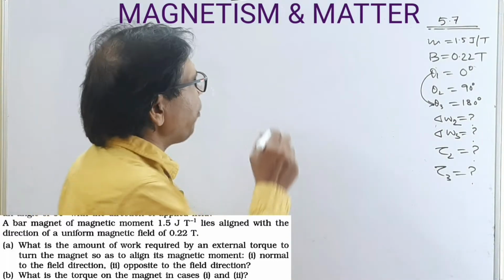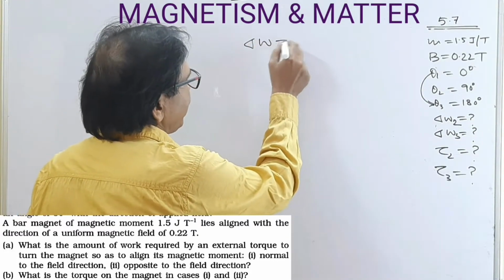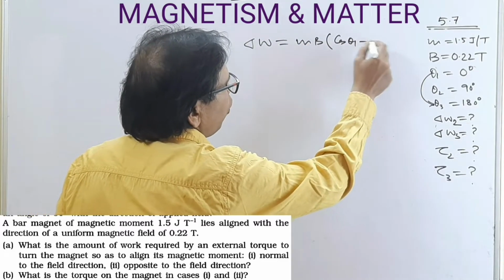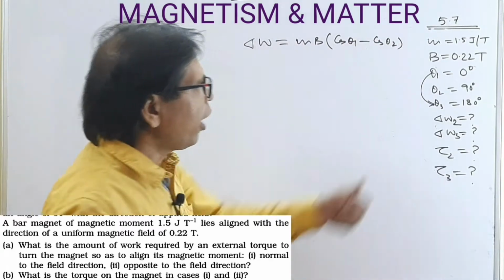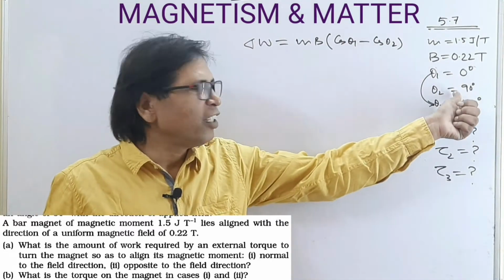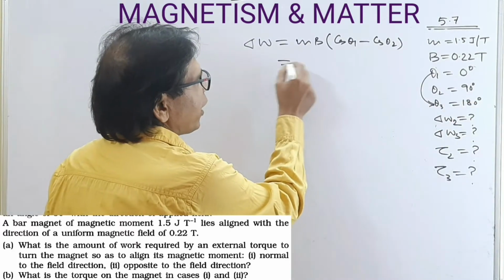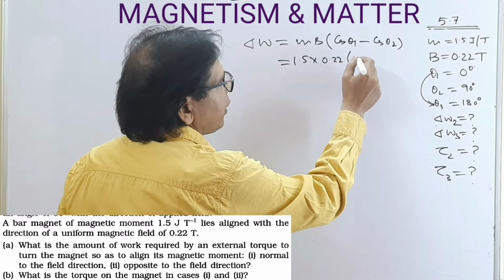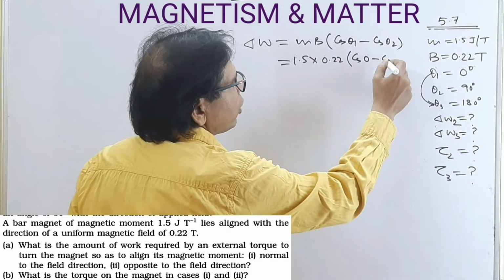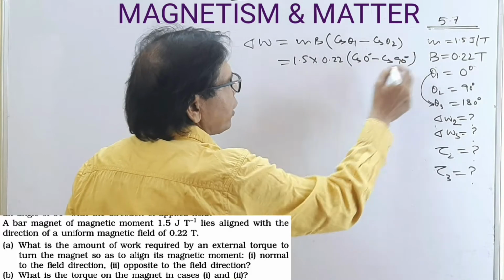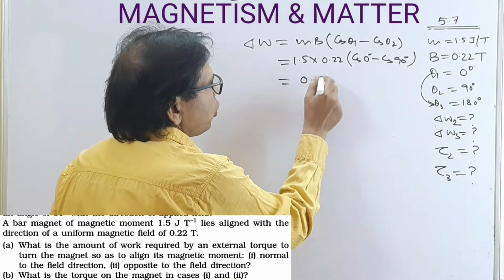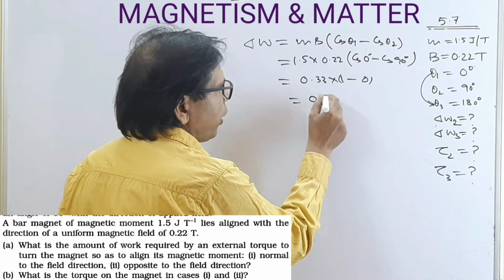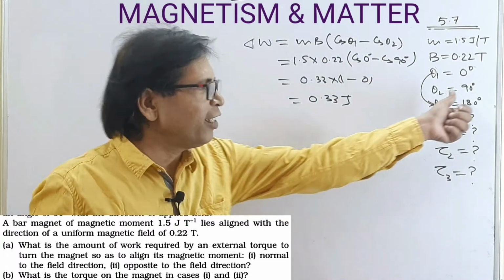We know the amount of work done to turn a magnet from angle theta 1 to theta 2 is mB into (cos theta 1 minus cos theta 2). Now theta 1 is 0 degrees and theta 2 is 90 degrees. So work done equals 1.5 into 0.22 into (cos 0 degrees minus cos 90 degrees). So here 0.33 into (1 minus 0), so 0.33 joule is the work done in the first case.